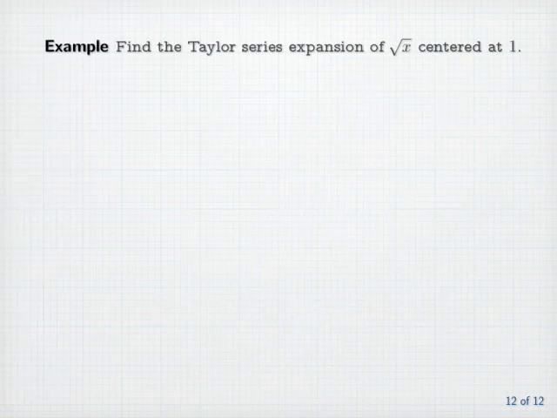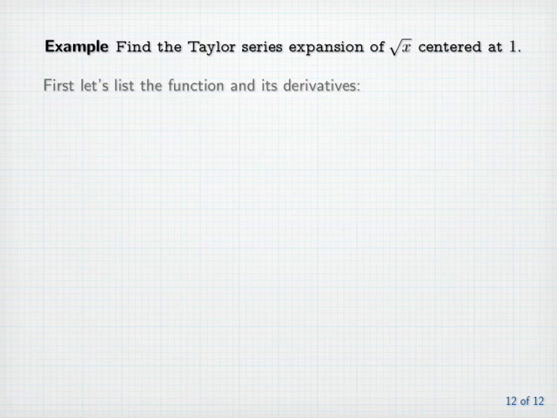One more example. Find the Taylor series expansion of the square root of x centered at 1. Here it should be clear that since the square root of x is not differentiable at 0, a Taylor series expansion about 0 would be impossible. So first let's list the function and its derivatives.